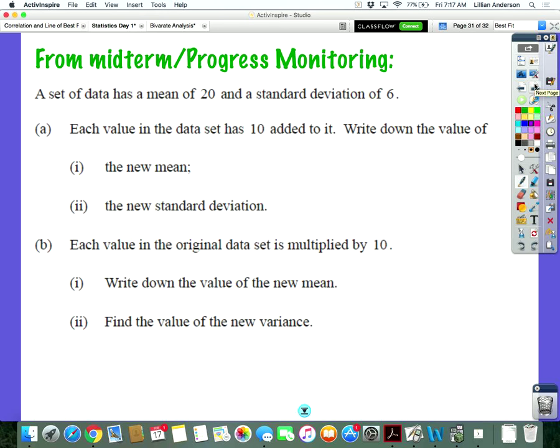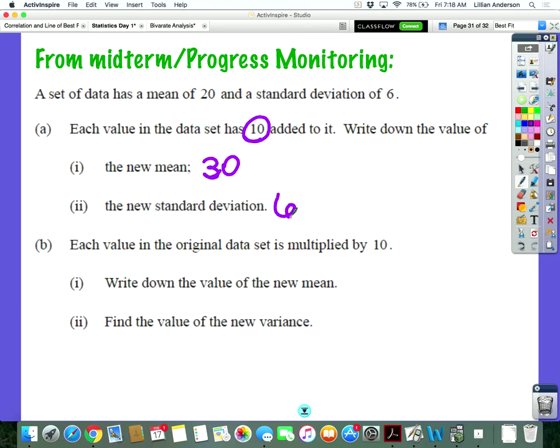I don't know if you guys remember this one, but it said a set of data has a mean of 20 and a standard deviation of 6. So it doesn't tell you what the data pieces are, it just tells you the information that you need to know. Now it says each value in the data set has 10 added to it. Now we have to write down the value of the new mean and the new standard deviation. Well, if you recall from the last slide, if it's added, then basically that number gets added to the mean. So our new mean is going to be 30, but our standard deviation stays the same, okay?